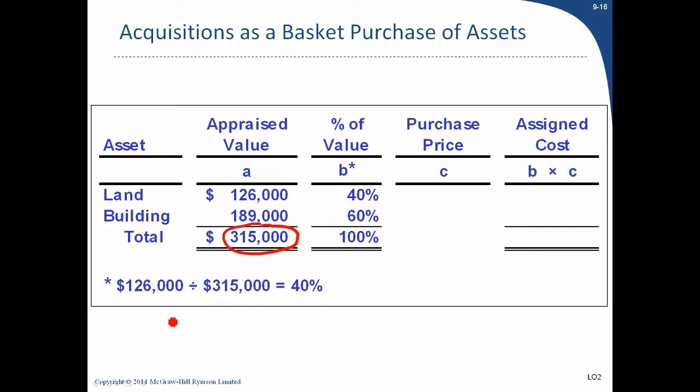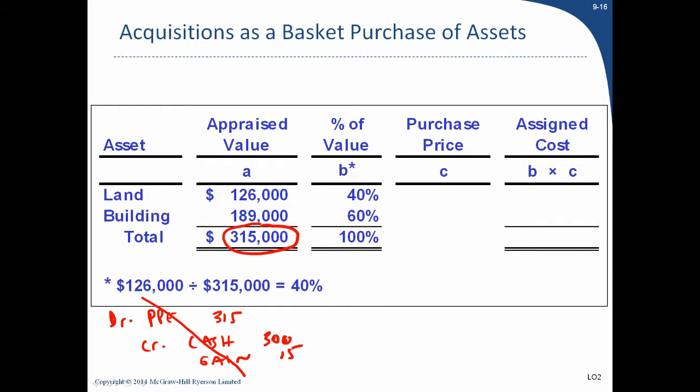You have a couple of options. One is you got this land and building, we'll call it PP&E, for 315. You paid cash of 300, therefore a gain of 15. That's sort of a reasonable thought process. This is called a day one gain, but you're not allowed to do that.